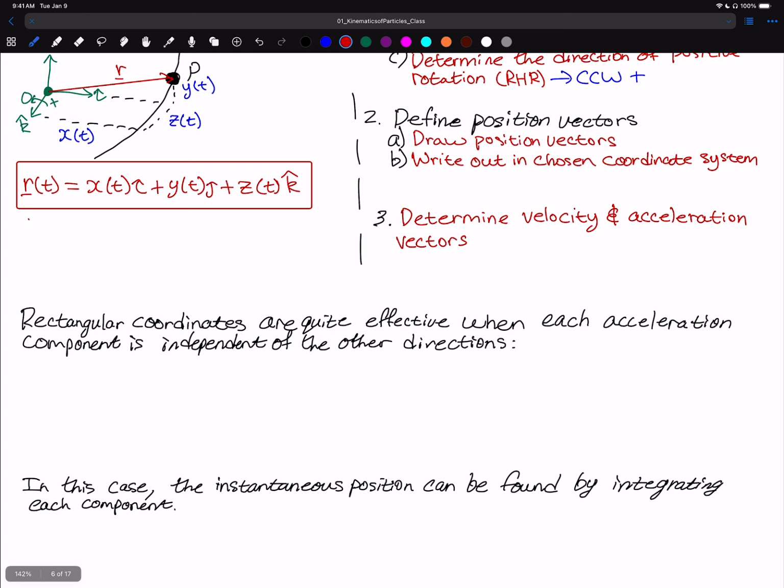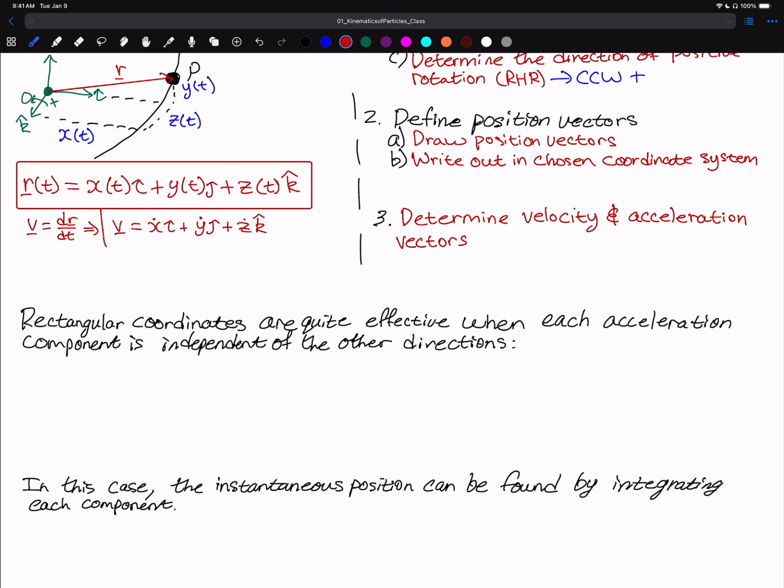Okay, so velocity here we said is dr/dt. So that's going to end up being that our velocity vector is equal, I'm going to drop the function notation, to x dot in the i direction plus y dot in the j direction plus z dot in the k direction.